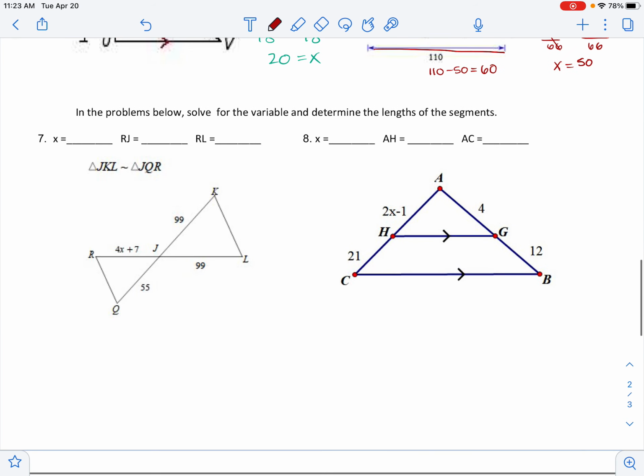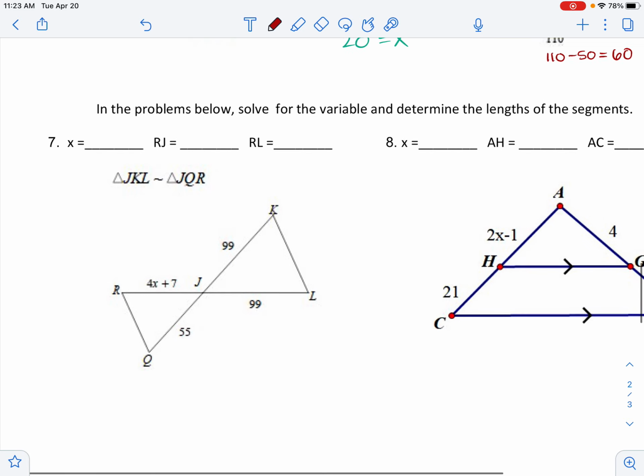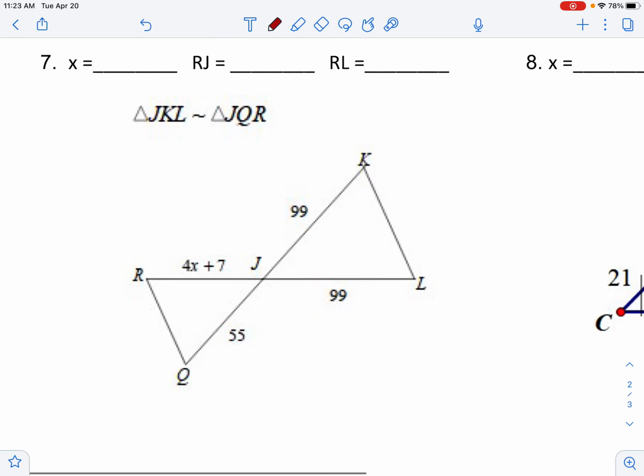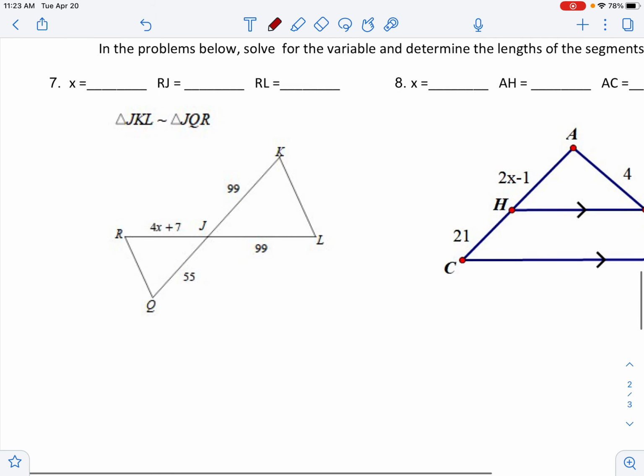All right, here we go. We want to do some more solving problems. And in these ones, we are using the fact that the triangles are similar. Because they're similar, again, we can set up proportions. And I'm given a similarity statement that's going to help me match up corresponding sides.